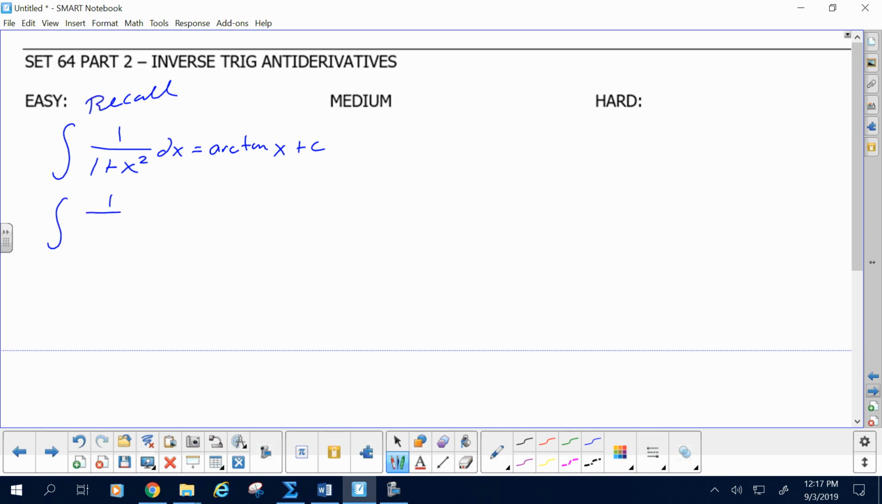The other one is 1 over root 1 minus x squared. Is that equal to arc sine? Tangent and sine are the ones that are most basic. You should have those in your noggin. There is an arc secant, but I don't commit that to memory because we'll do that with trig sub.